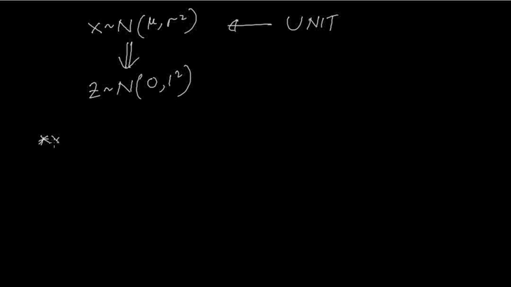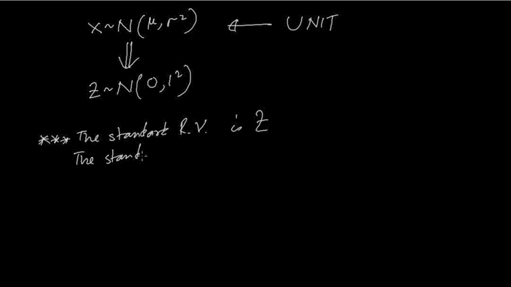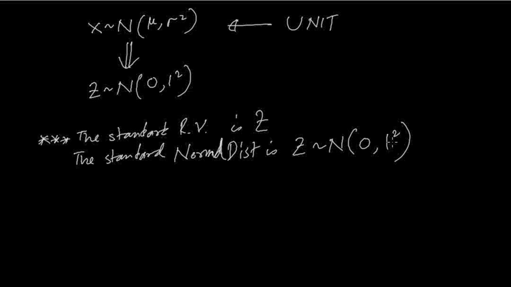So this is a very important thing. The standard random variable is Z. The standard normal distribution is: Z is normally distributed with mean 0 and variance 1 squared, meaning 1. So this is extremely important. This thing has no unit, so we need to convert any question that is given in the regular normal distribution with units into something that has no unit at all, and this is done by a formula called the z-score formula.